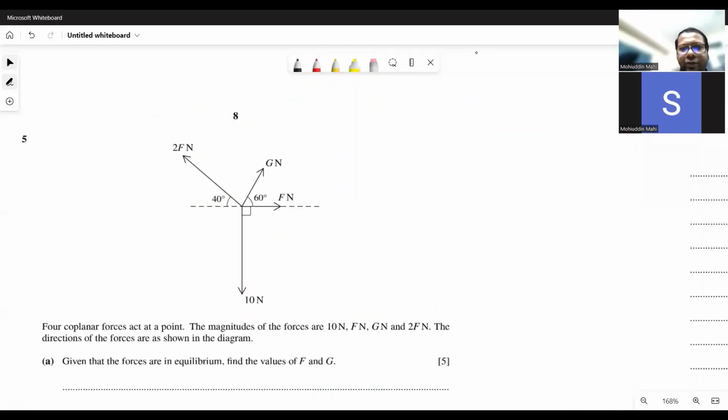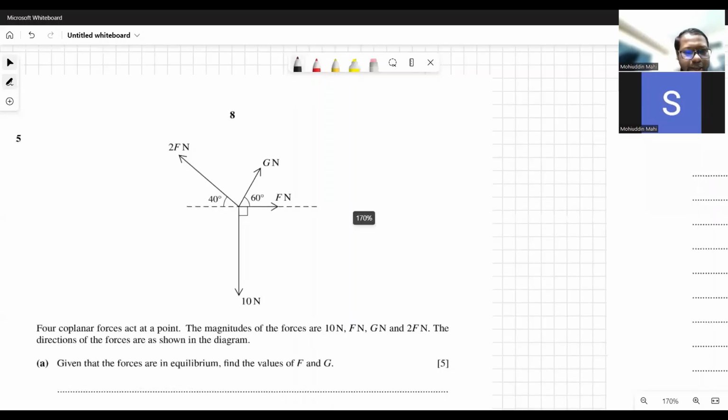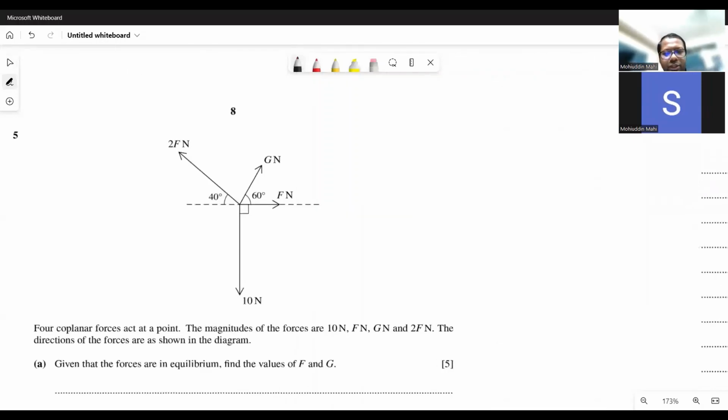So in question 5, 4 coplanar forces are acting at a point. That means all the forces are on the same surface. The magnitudes of the 4 forces are given. The directions of the forces are also shown in the diagram. So we have to find out the values of the forces F and G.